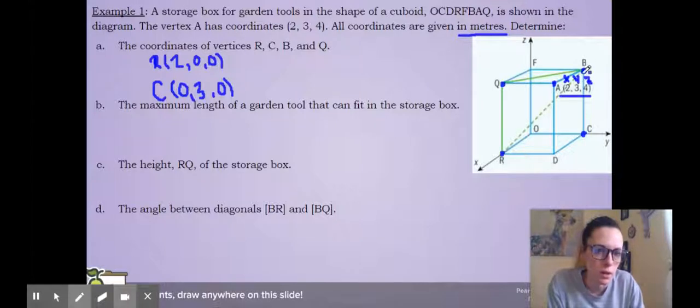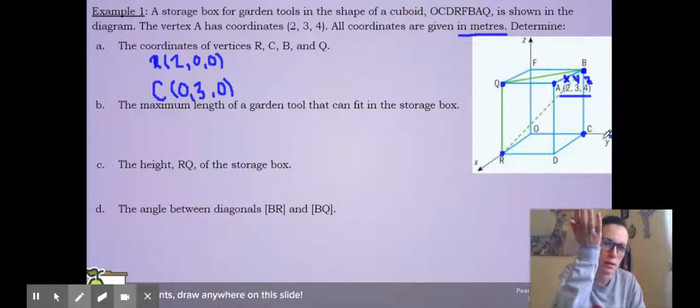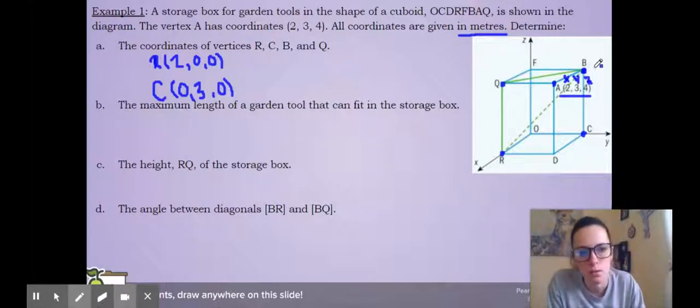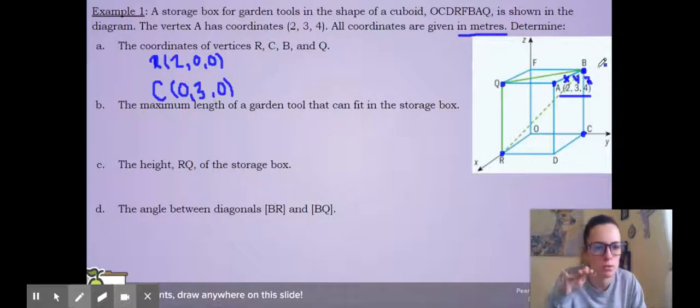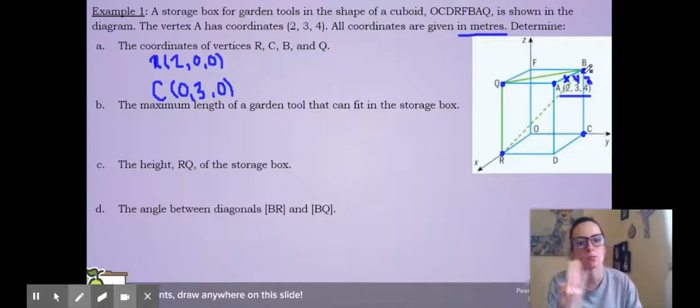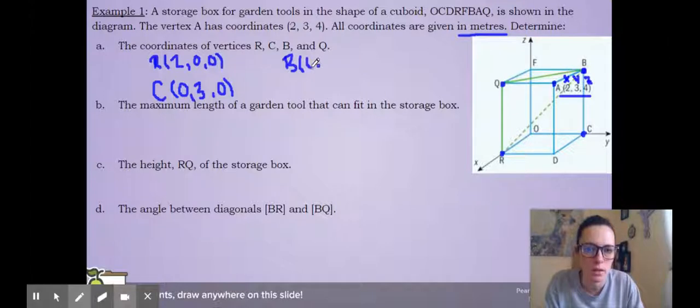B, vertex B, is right above that. So that tells me, number 1, the y-coordinate is the same. So my y-coordinate will still be 3, but I've also gone up on the z-axis. So that means that A and B, even though it's drawn in 3D so it doesn't look like it, are at the same height. So they both have the same y-coordinate and the same z-coordinate. It's just that B hasn't come out along the x-axis, which means that the x-coordinate of B is 0, but the y is 3, and the z is 4.